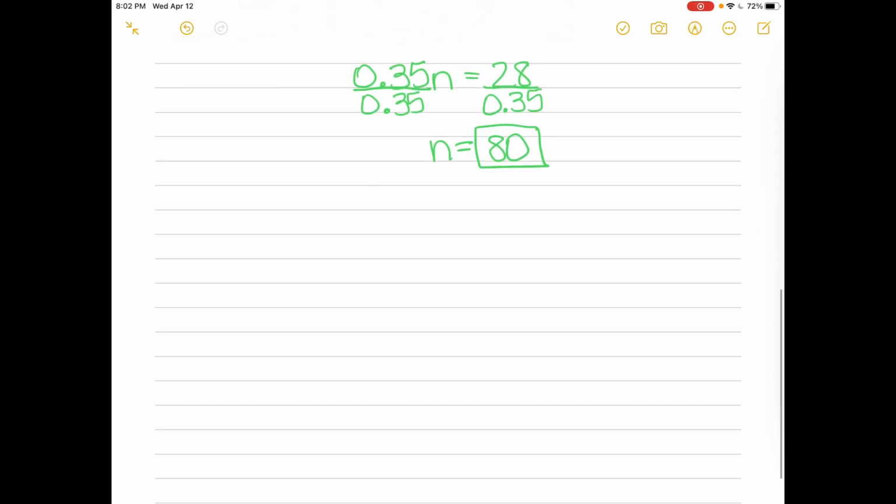Okay, so let's do one on your own. Let's do 30% of what number is 90. Okay, so hit pause, solve this on your own. That means write an equation, solve the equation, and get the answer for it. So hit pause now and go ahead and do that.